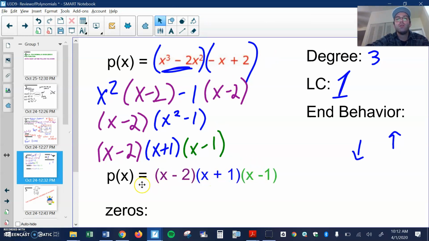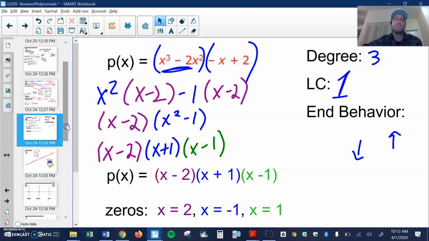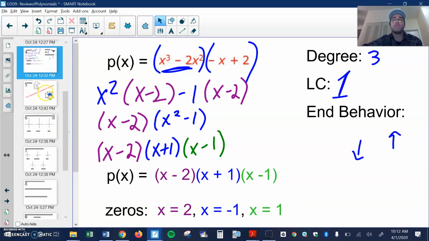Our zeros, where if we set each factor equal to 0, another little review from earlier this week. If I set this equal to 0, I get x equals 2, this one, x equals negative 1, and x equals 1.